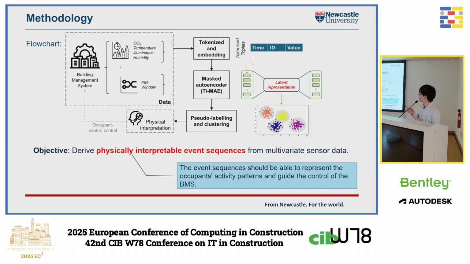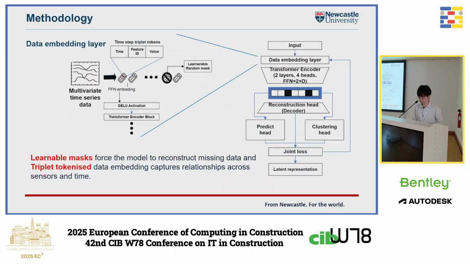We collect the data from the BMS system and tokenize it into triplets, including time, ID, and value information. We embed it into the masked autoencoder model, and with the help of procedural labeling training, we finally get the discretized latent representation. We cluster it, and we finally get event sequences. These event sequences should represent the occupant activity pattern and guide the BMS control. It's really easy to do more analysis, better than focusing on the raw data of multi-zone BMS data.